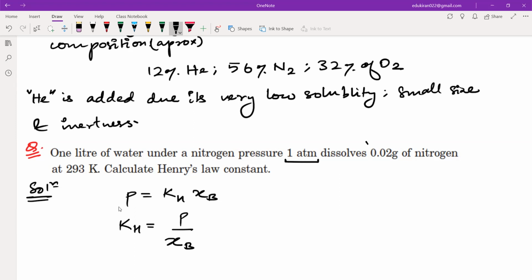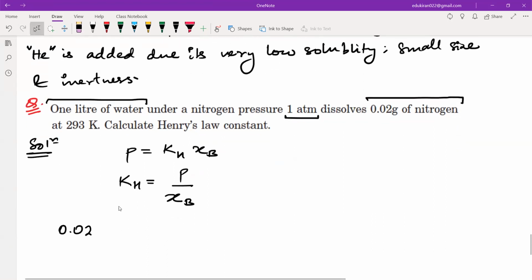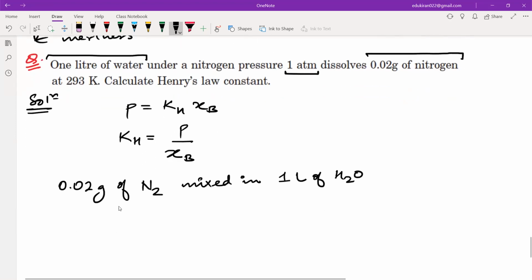So you will write, see, 0.02 gram of nitrogen is dissolved in 1 liter of water. So write it like this. 0.02 gram of nitrogen means N2, okay? Don't write nitrogen as an atom, nitrogen gas is N2, mixed in 1 liter of H2O. So from 0.02 gram of N2 you will get the number of moles of N2, that is the number of moles of solute.